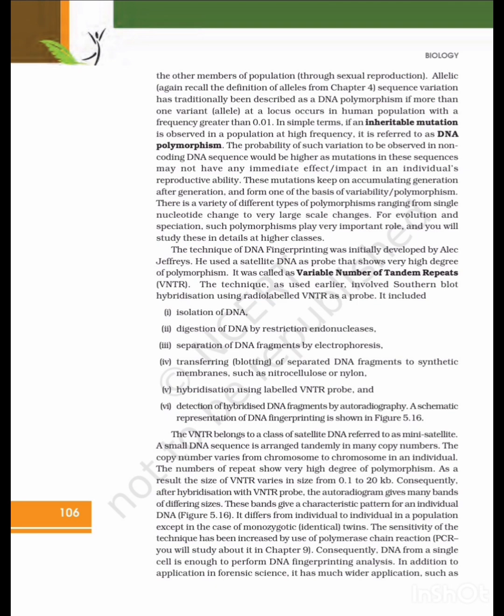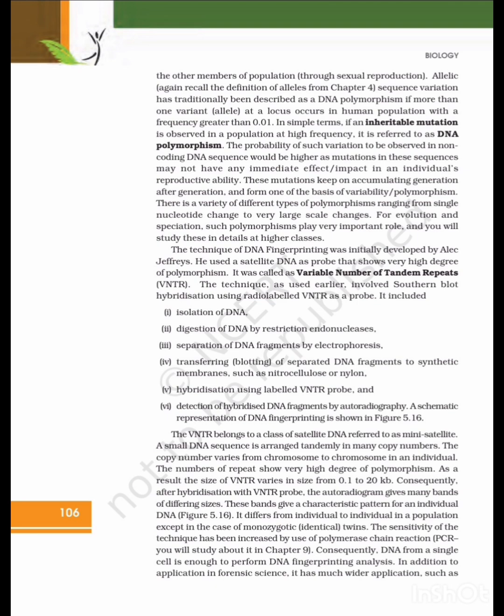The VNTR belongs to a class of satellite DNA referred to as minisatellite. A small DNA sequence is arranged tandemly in many copy numbers. The copy number varies from chromosome to chromosome. In an individual, the number of repeats shows a very high degree of polymorphism. As a result, the size of VNTR varies from 0.1 to 20 kb.